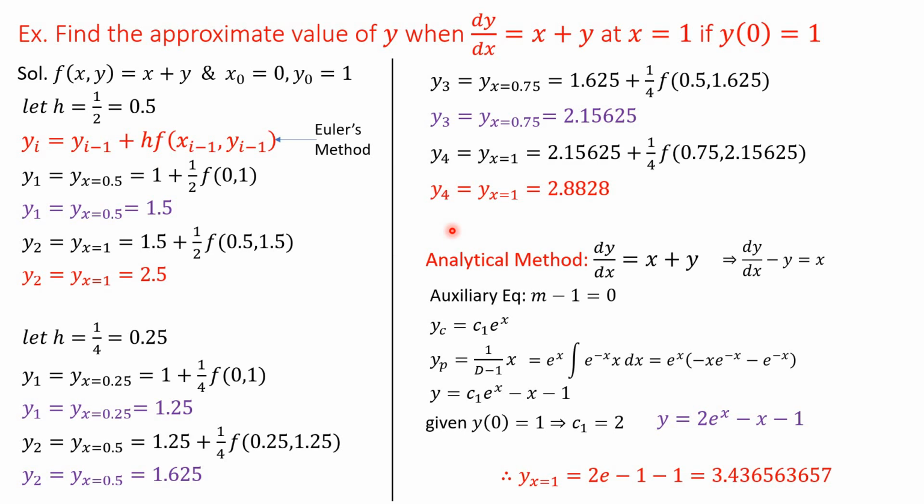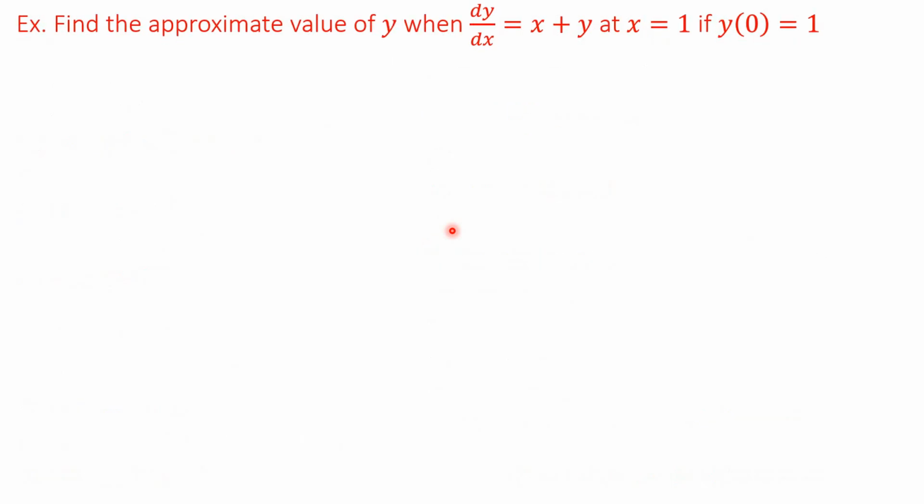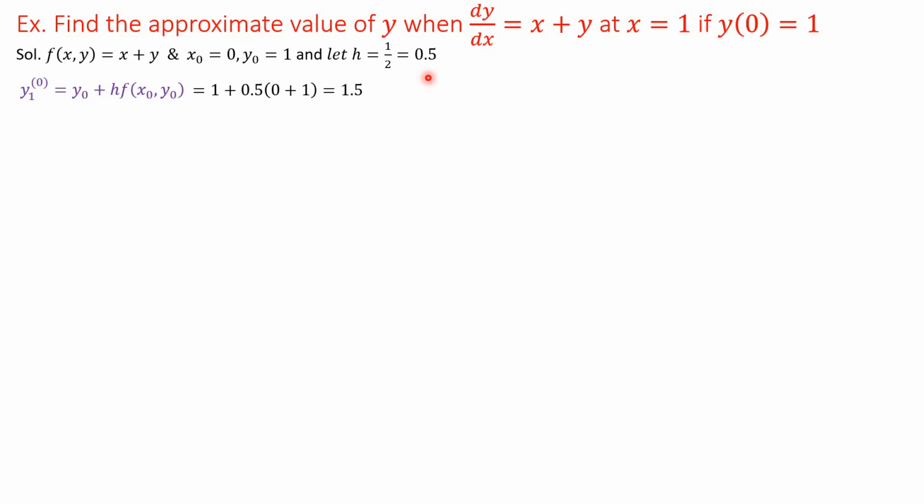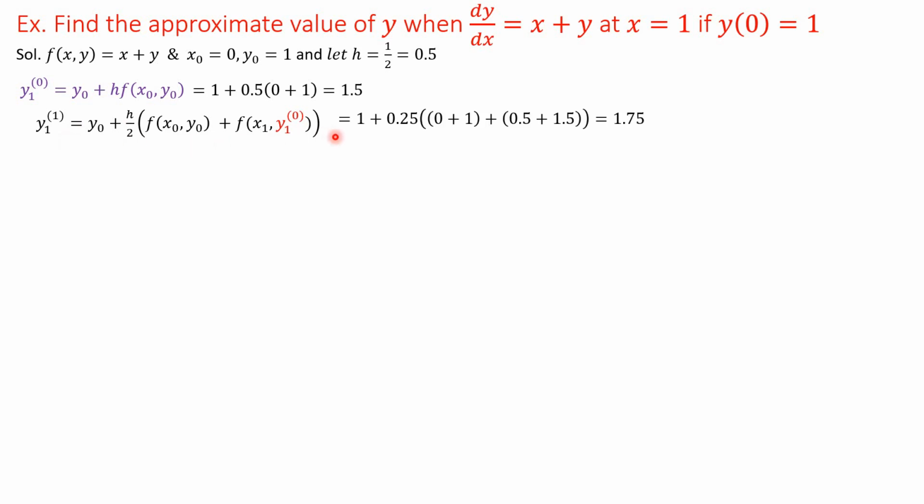Now let us solve the same example using modified Euler method. Okay, so here same example, and we'll take h is equal to 0.5. So first we will find a predicted value of y1, that is this 1.5. So when x is equal to 0.5, value of y will be 1.5. This is a predicted value. Now we will correct this value. So this is our corrector formula. So the first time corrected value will be 1.75. So now this is a corrected value, first time corrected. We will again correct it.